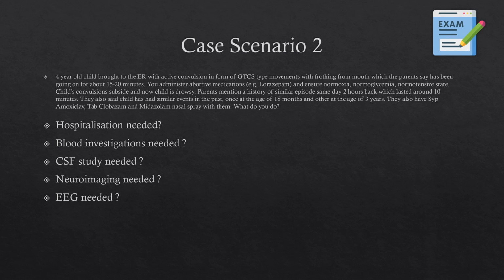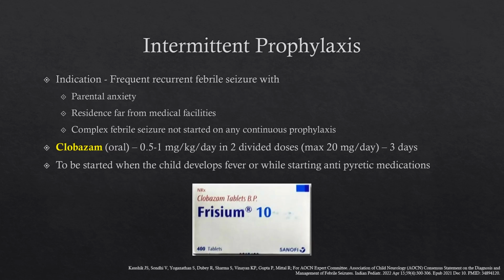So is hospitalization needed? Yes. Is blood investigation needed? What are the blood investigations needed? We learned blood sugar, CBC, CRP Q or quantitative CRP, serum electrolytes, mainly sodium and calcium. Is CSF study needed? Yes, to rule out a partially treated pyogenic meningitis. Neuroimaging or EEG are not needed in this case.